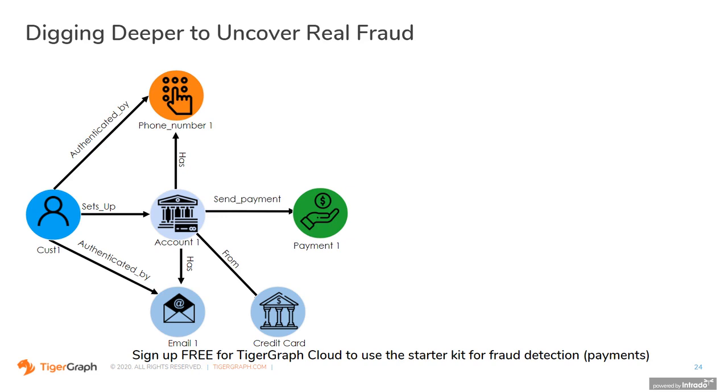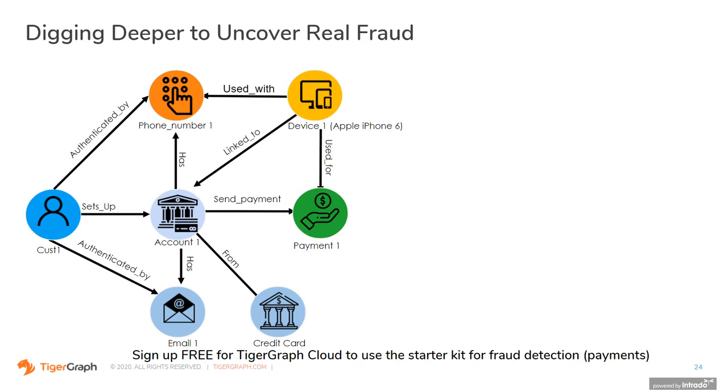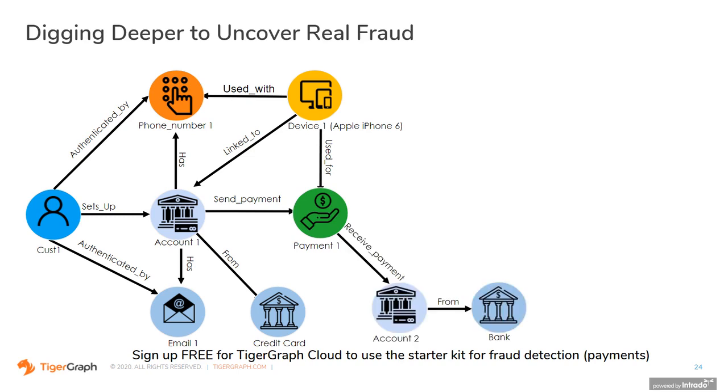And then they try to make a payment, and they are using their iPhone. Maybe we should update that iPhone 6. I think we're up to 12 now. But when they first set up their account, it was an iPhone 6, and it's linked to the account. It uses that same phone number. So far, everything looks good.